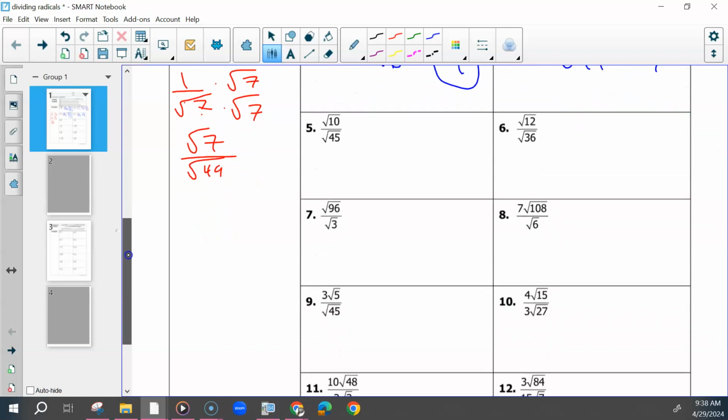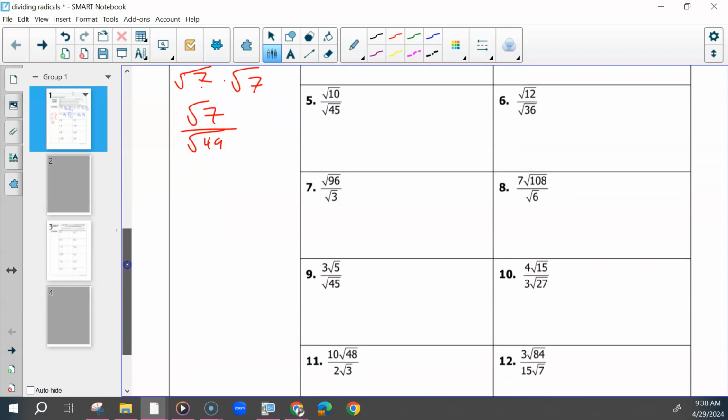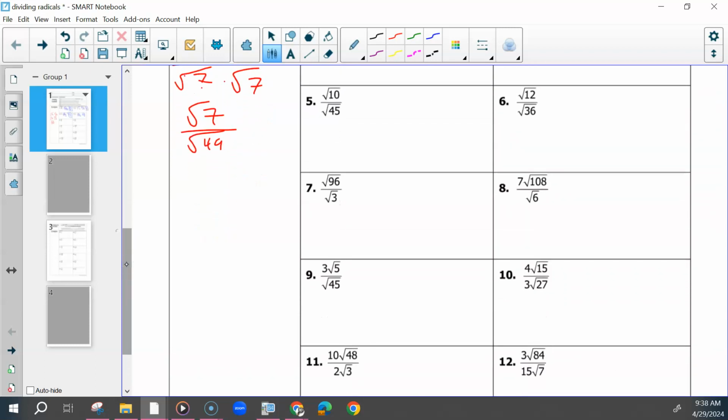Look at numbers 5 through 12. Which of those do we want to see if you go over and have questions about? 8 and 9.